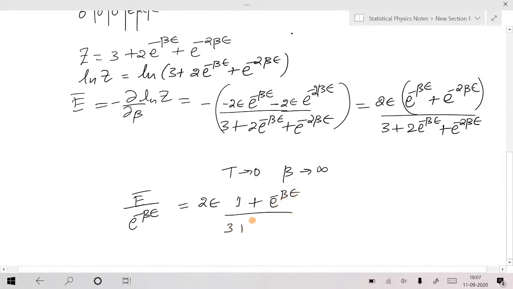So I just divided the numerator by e power minus beta E, and the denominator becomes 3 plus 2 e power minus beta E plus e power minus 2 beta E. Obviously when beta is very high, can I neglect this part?